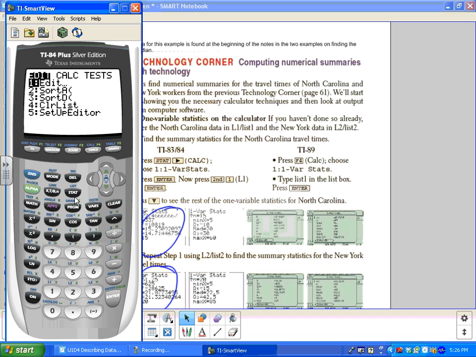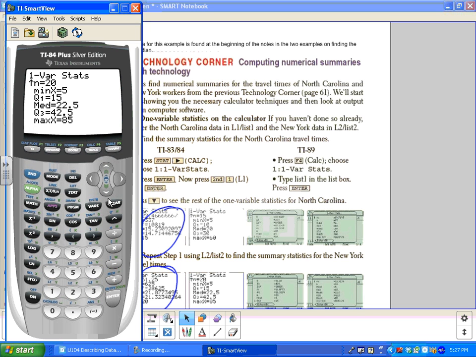Oops. Come on, work for me. There we go. Sorry, and then we scroll down. And there's our 5-number summary.